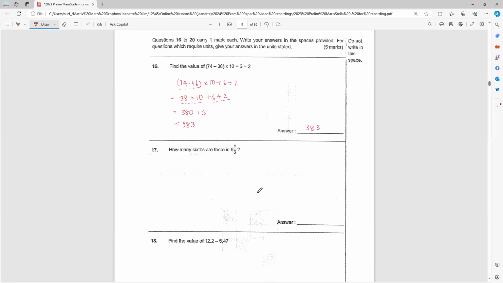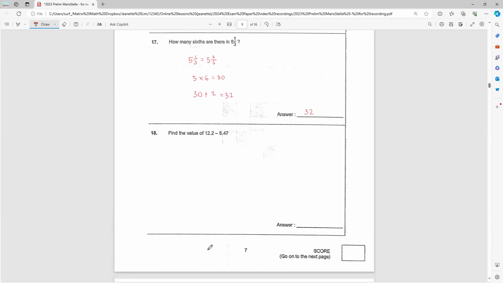17. How many 6 are there in 5 and 1/3? Let's convert it over 6, which is 5 and 2 over 6. 5 wholes have 5 times 6, so 36. Then 30 add the 2 from here. So total 32 over 6. Then next, find the value of 12.2 minus 5.47.